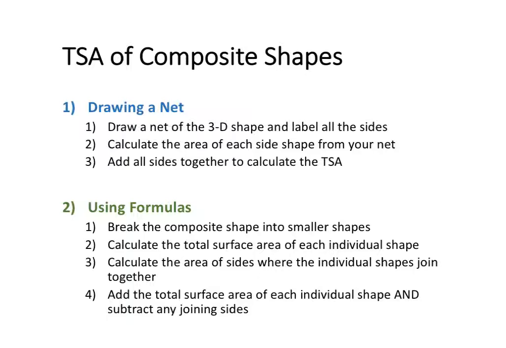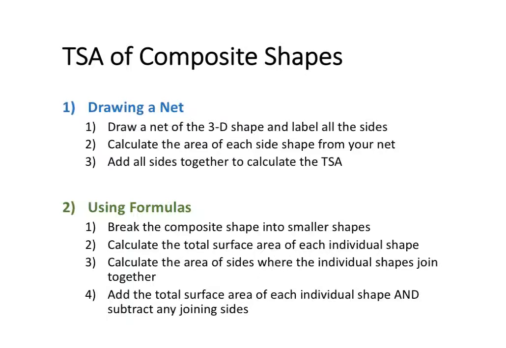The second method is by using formulas that you know for total surface area of 3D shapes. First you need to break the composite 3D shape into smaller shapes, and calculate the total surface area of each of those individual shapes. If those shapes join and some of the area of the individual shapes disappear, you need to calculate the area of the joins, and then add all of the individual shapes together and subtract any joining sides. These are the two methods you can use when calculating the total surface area of a composite shape.